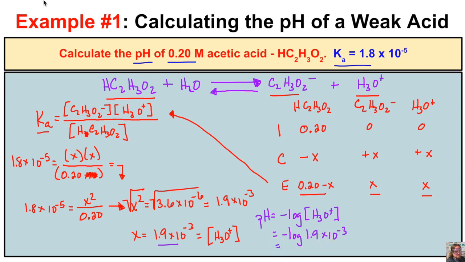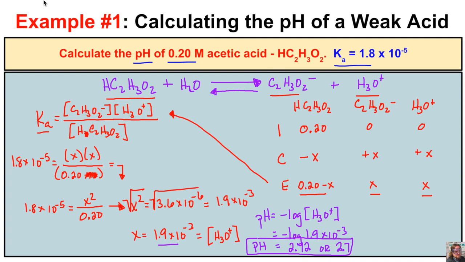And if we do this, we're going to end up with 2.72, or 2.7 if you are using the correct number of sig figs. So what is the pH of 0.20 molar acetic acid? It's going to be 2.7, and that's how we calculate the pH of a weak acid.